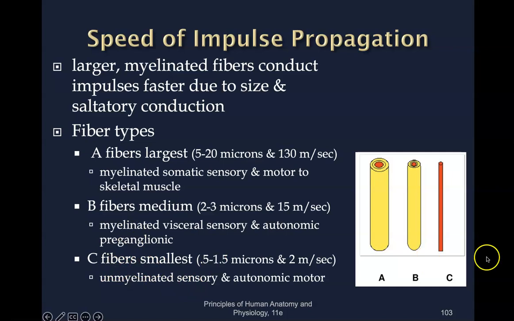And then our C fibers are going to be the tiniest ones, and they're unmyelinated. So these are going to be the slowest ones. Your unmyelinated ones include some sensory fibers, not a lot of them, some of them associated with special senses. And then you have the autonomic motor ones, which are the ones that you don't think about, like your fight or flight motor and things like that.